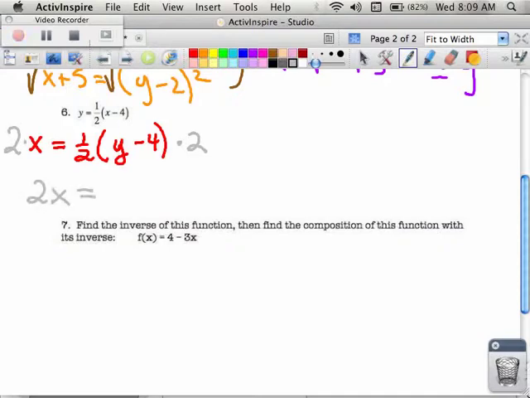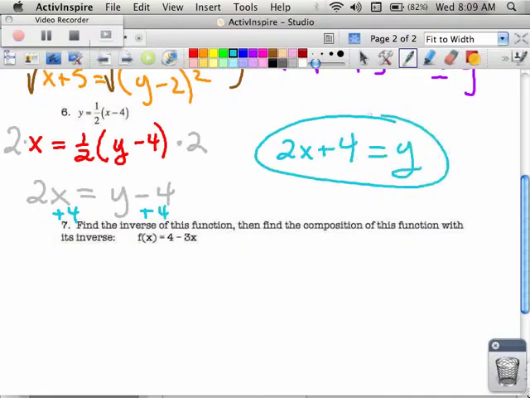And on the right side, because the 2 and the 1/2, when you multiply them, just give you 1, you don't really need the parentheses anymore. So I'm just going to write down y minus 4. And how do you undo that minus 4? Add 4 to both sides. So if I add 4 to both sides, the 4 on the right will be gone, and I end up with 2x plus 4 equals y. So that one seemed a little bit easier than the previous one. I don't know why, but it did.